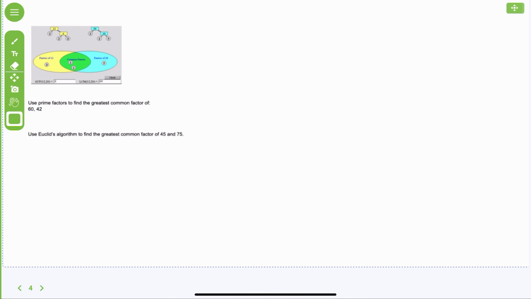Use prime factorization to find the greatest common factor. This is an example of prime factorization. I don't care how you find it. Whether you use prime factorization, Euclid's, list the factors, list the multiples, I don't care, as long as you can find those answers. Okay?